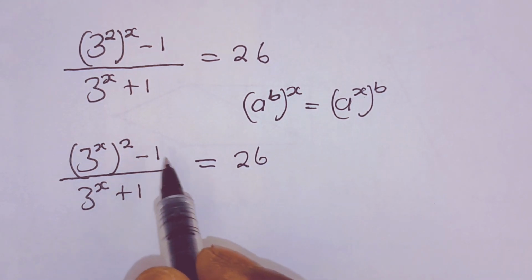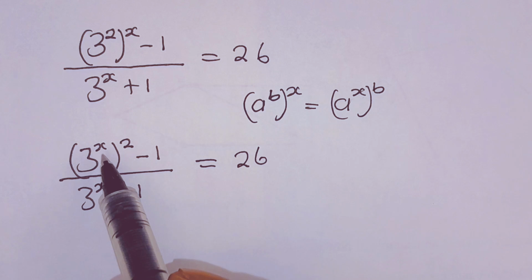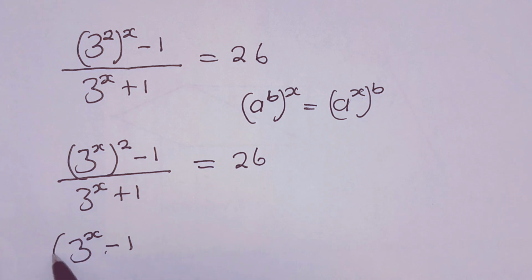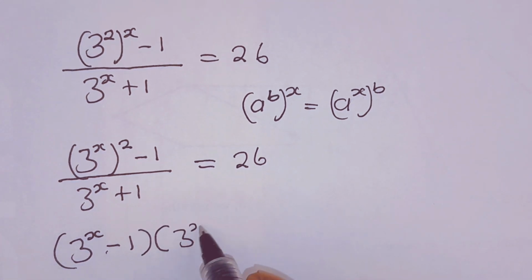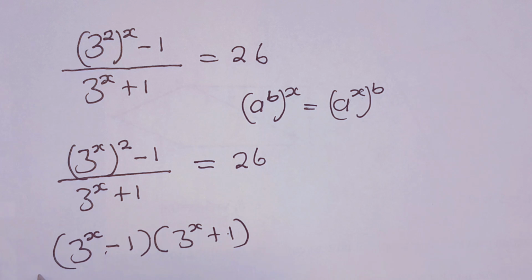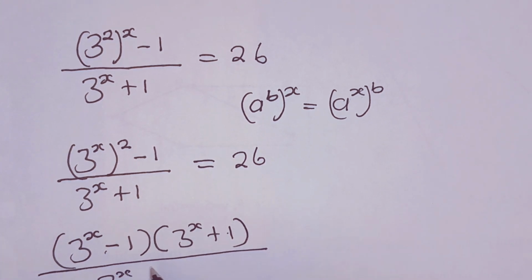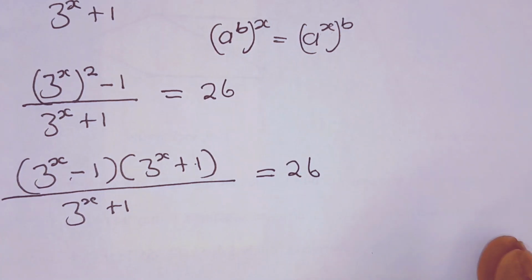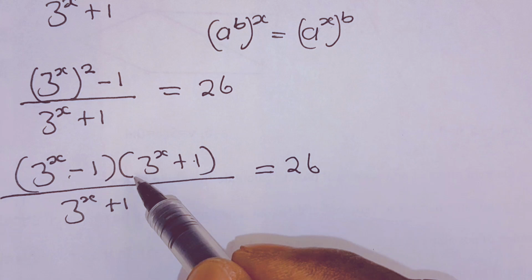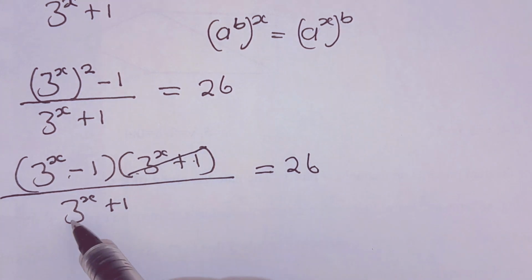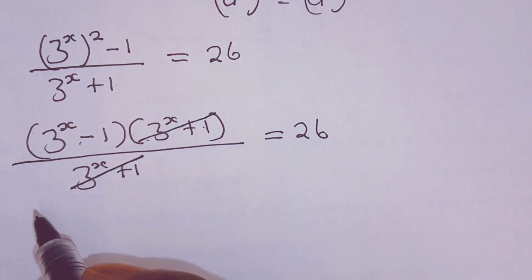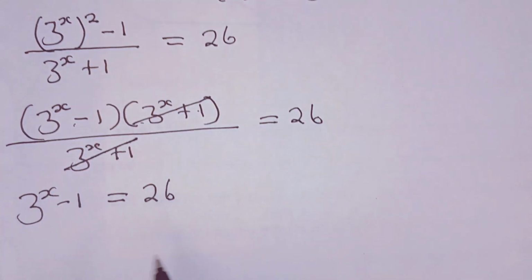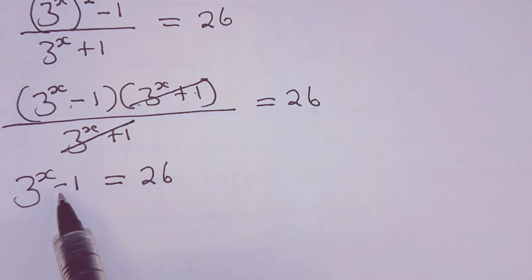(3^x) squared minus 1. So therefore rewrite the numerator as a difference of two squares. Then we have (3^x - 1)(3^x + 1) divided by 3^(x+1), which is equal to 26. So from here we can see that 3^(x+1) gets cancelled with 3^(x+1), and we are left with 3^x - 1, which is equal to 26.